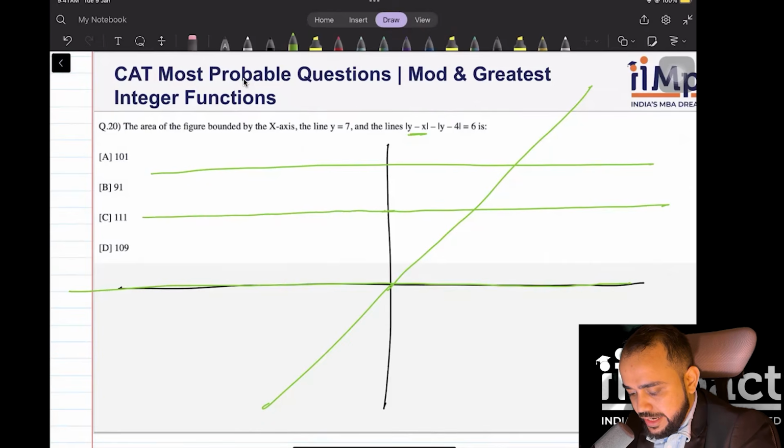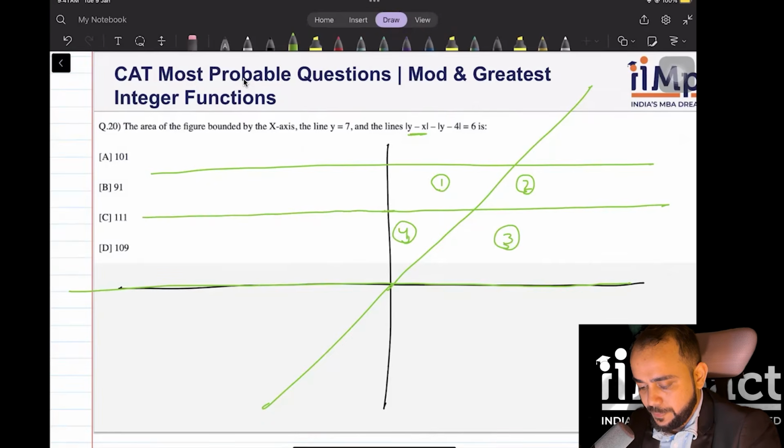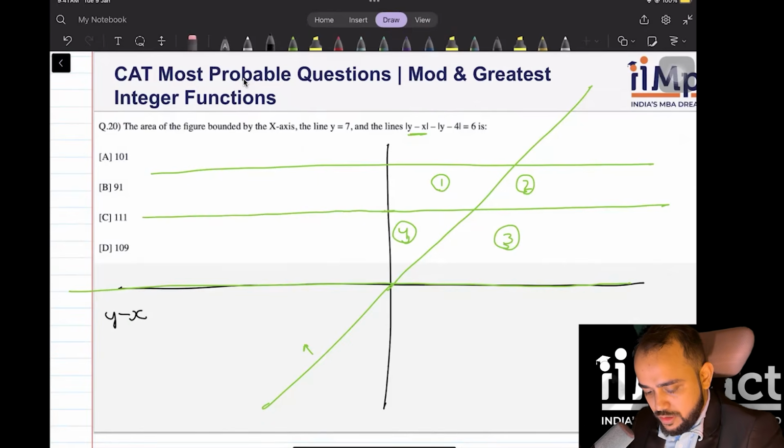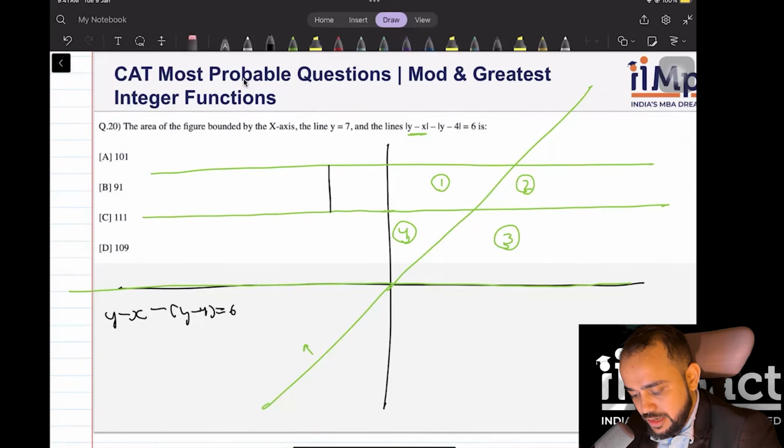Now I will break it into areas 1, 2, 3 and 4. So in area 1, because it's on this side, mod of y minus x will open up as y minus x only. Y minus x, and mod of y minus 4 will also open up as positive only. So y minus x minus (y minus 4) is equal to 6. Y will cancel. I will get x is equal to minus 2. So I'm looking at something here.